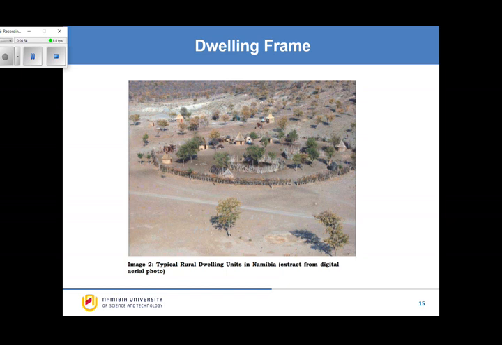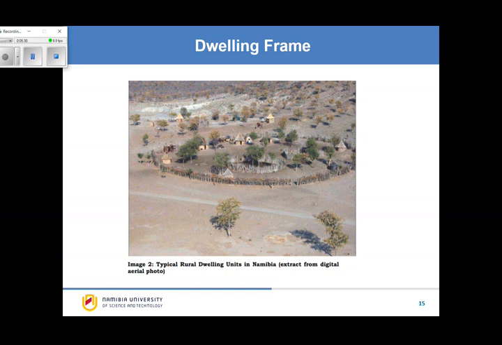The last block which will be covered in this unit is the dwelling frame. The dwelling frame is a part of the census which collects information about dwelling units. Dwelling units are settlements, generally informal settlements in the rural areas, which are not part of the official cadastre, but should also be considered as units, as places where there is some economic or social activity.